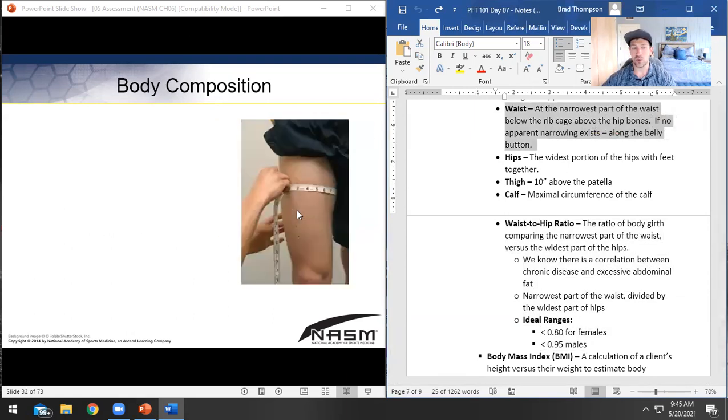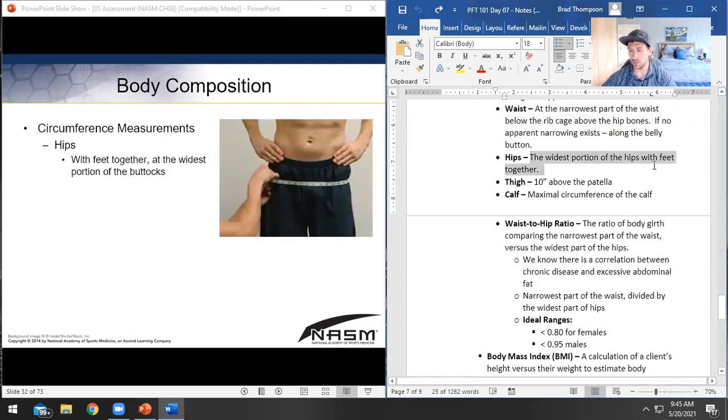And then for the hips, you are going to go at the widest portion of the hips, with their feet together. You're going to look from the side at their glutes, to see what the biggest measurement is that you're going to get. Usually it's along the apex of the glutes there. We definitely want to make sure these are the two most specific measurements that you take.